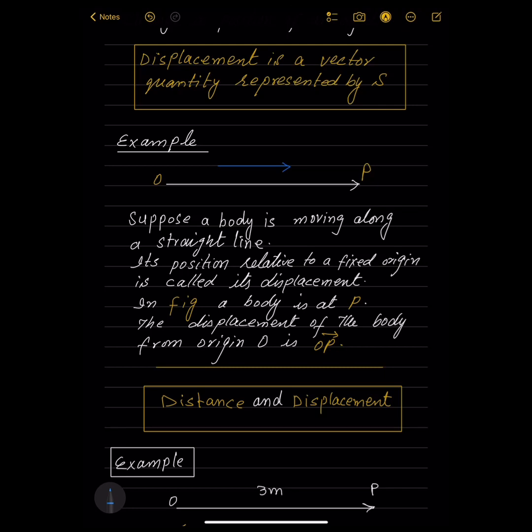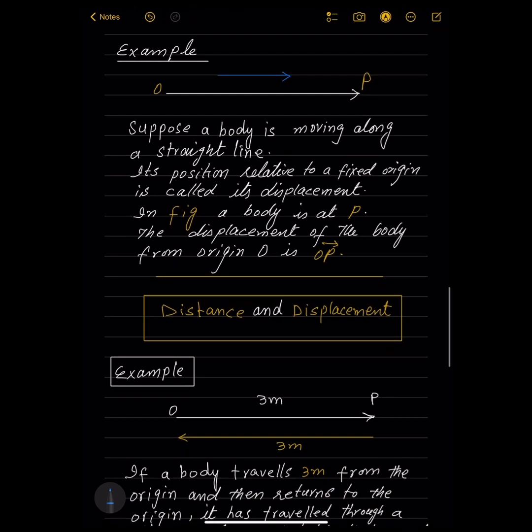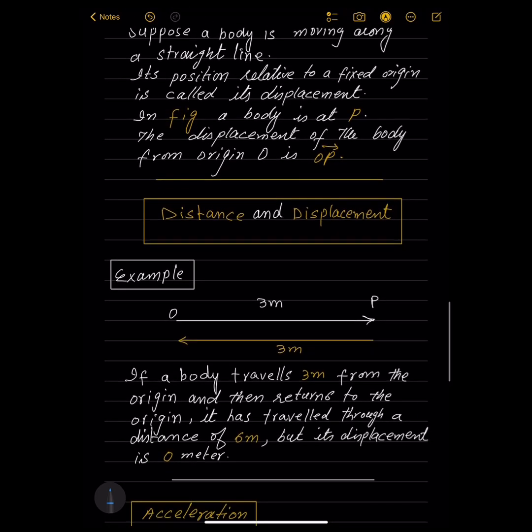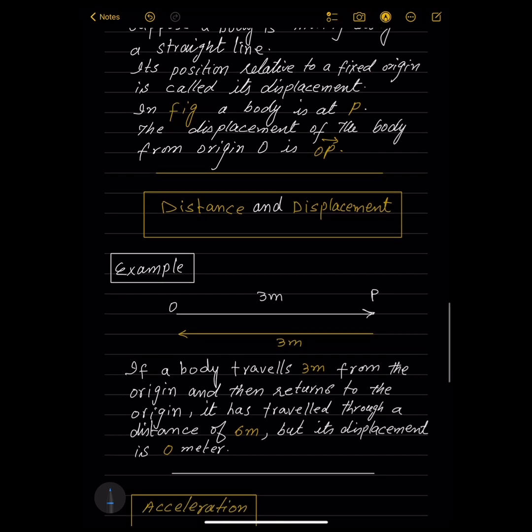In the figure, a body या an object is at P. The displacement of the body from the origin O is OP. ये OP जो होगा ये डिस्प्लेसमेंट है. ये एरो OP के ऊपर एरो है, ये shows the direction from the origin. Distance and displacement: what is the difference between distance and displacement?